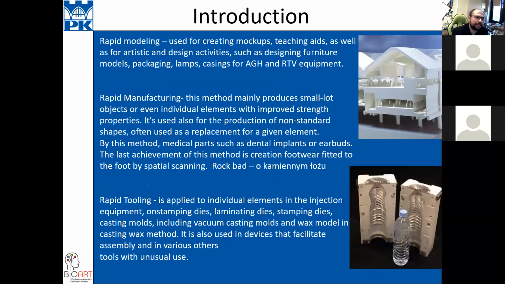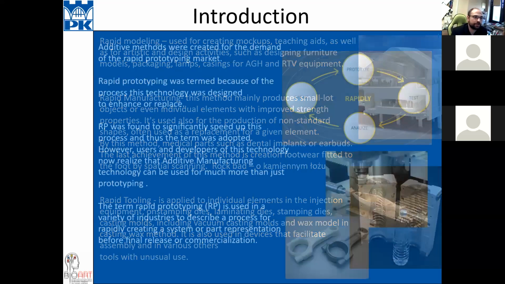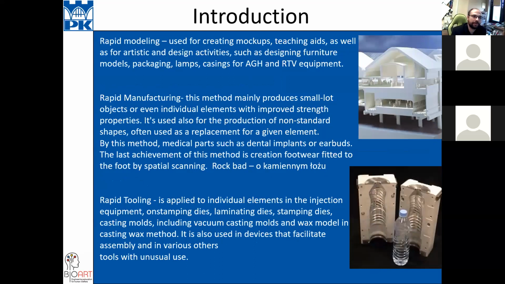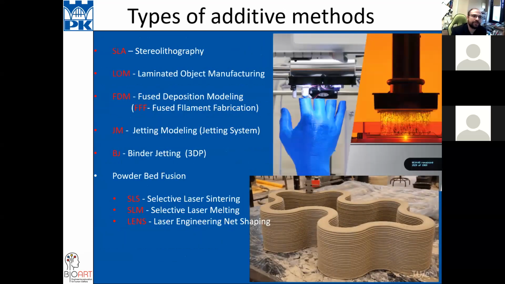Of course, we have different kinds of rapid prototyping. We have rapid modeling, rapid manufacturing, and rapid tooling. Here we have the types of additive methods. Stereolithography is the oldest method. We also have laminate object manufacturing, and I think this technique is now abandoned.